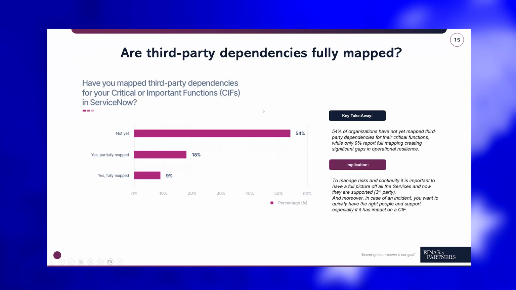Okay, so are our third-party dependencies fully mapped? This is of course a critical part of DORA Article 8 and other things. It's about understanding not only what we depend on ourselves, but also the third-party dependencies. So looking into these critical functions, have we actually tied in the third-party dependencies? And again, a large majority is saying not yet.